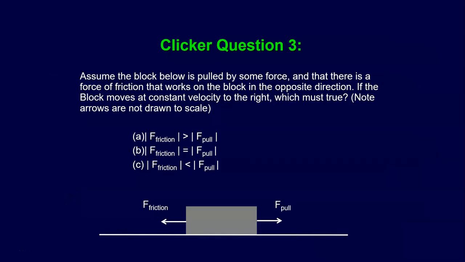And let's try one more clicker question. So here's a block. Assume the block below is pulled by some force, we'll call it force of pull, and that there is a force of friction that works on the block in the opposite direction. We're assuming that at the moment we're looking at, the block moves at a constant velocity to the right, which must be true. And note the arrows of the two forces are not drawn to scale. So think about this one, and we'll talk about it.